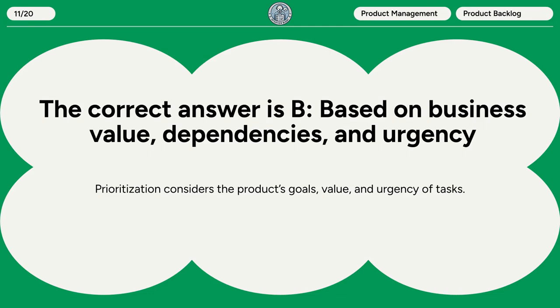The correct answer is B. Based on business value, dependencies, and urgency. Prioritization considers the product's goals, value, and urgency of tasks.